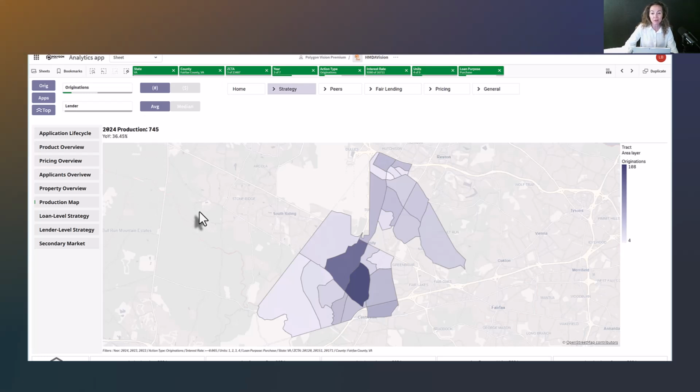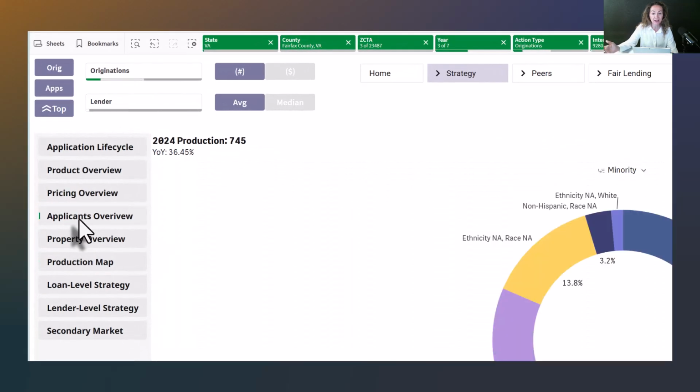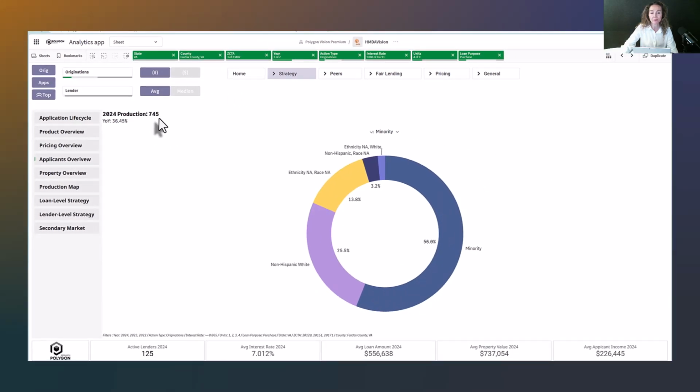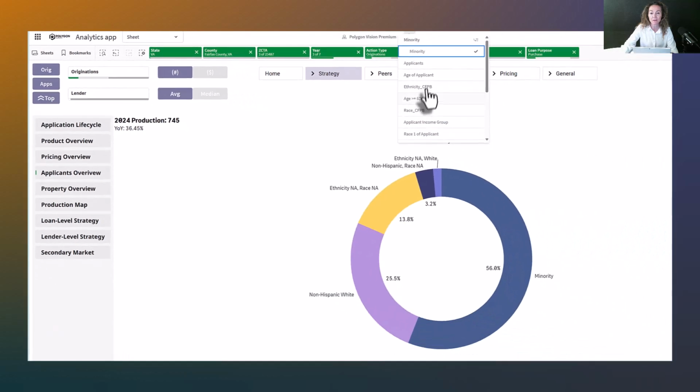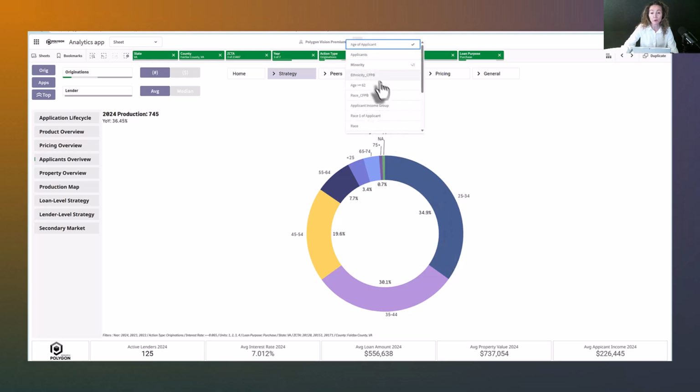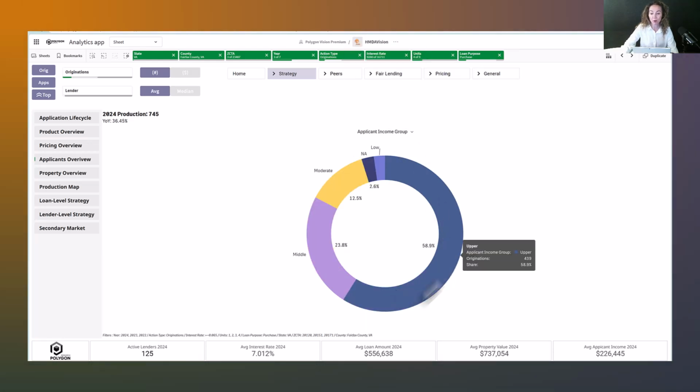But with HMDAVision, we can go deeper and ask the question, who are the borrowers behind the 745 loans? Well, we know from the data that 56% of them are minority borrowers. And we know that because the HMDA data collects this type of information. Age of applicant, 35% of them are 25 to 34 years old. We also know their income. Most of them are in the upper applicant income group.